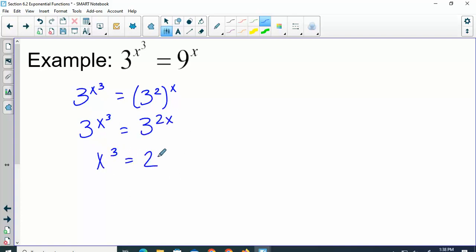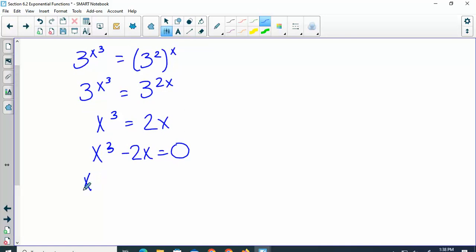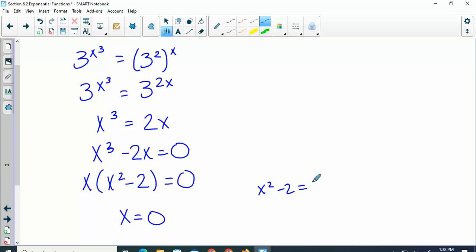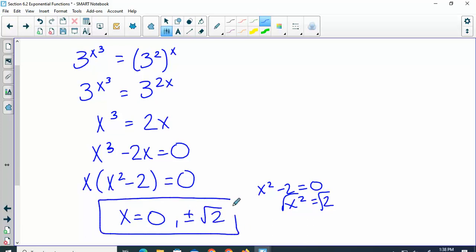Several of you stopped here. Just set it equal to 0. And what can we factor out? X. So if you set that equal to 0, we get x equals 0. For here, x squared minus 2 equals 0, so x squared equals 2. Square root, with that you have to do plus and minus. And of course you can check them.